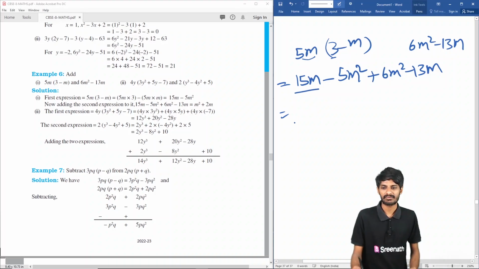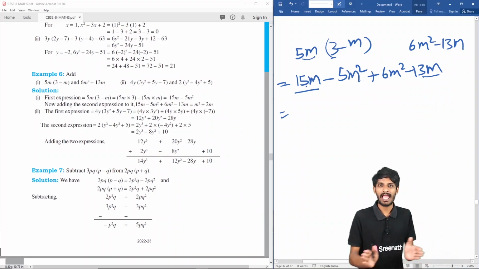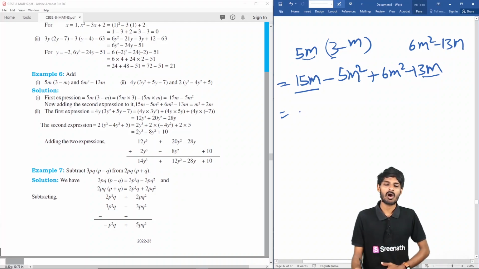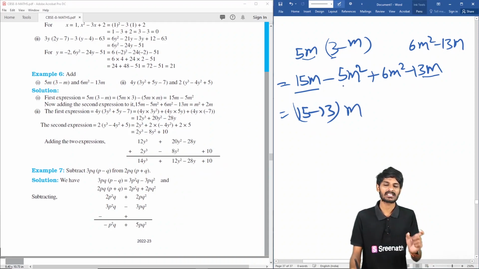If you see here, there is a 15m, and is there any like term for 15m? Yes, there is a 13m which is a like term for 15m. So like terms can be added. So we have to add them. How we will add is simply adding or subtracting the numerical terms. Here 15 and here is minus 13. So 15 minus 13 into m. And the next term is minus 5m square.